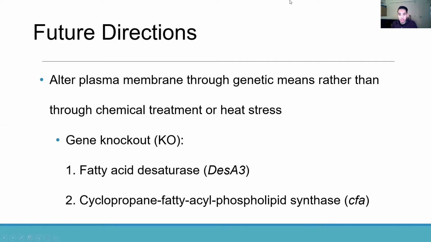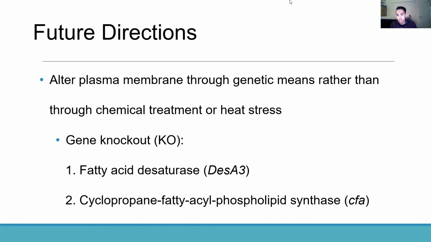For the future of my project, I plan to use genetic means to alter the membrane rather than chemical treatment or heat stress. The two genes I plan to knock out encode for DesA3 and CFA, both of which play a role in membrane fluidity regulation. DesA3 is a fatty acid desaturase that adds a double bond to saturated fatty acids, which creates unsaturated fatty acids. Doing so would increase membrane fluidity.